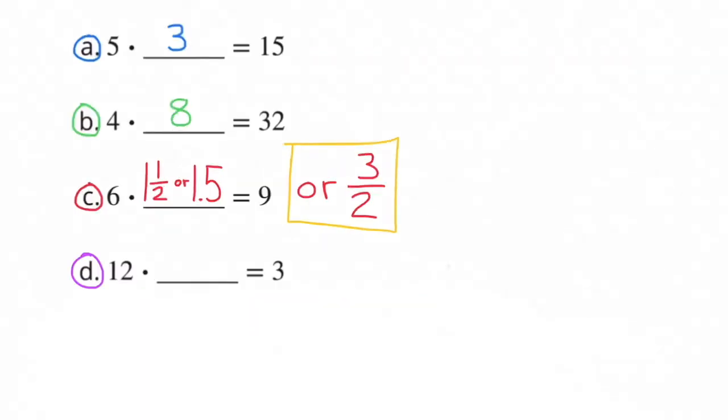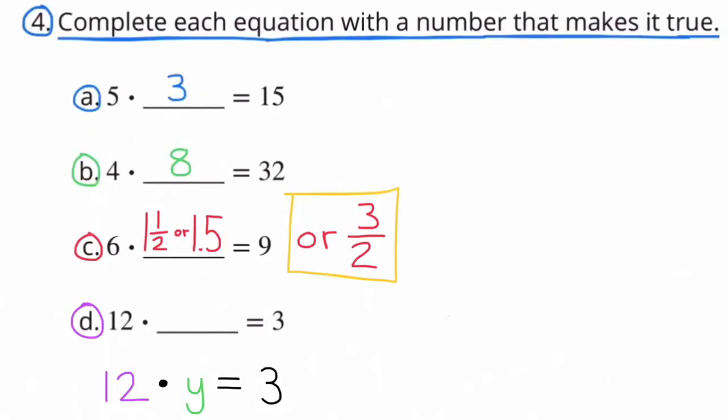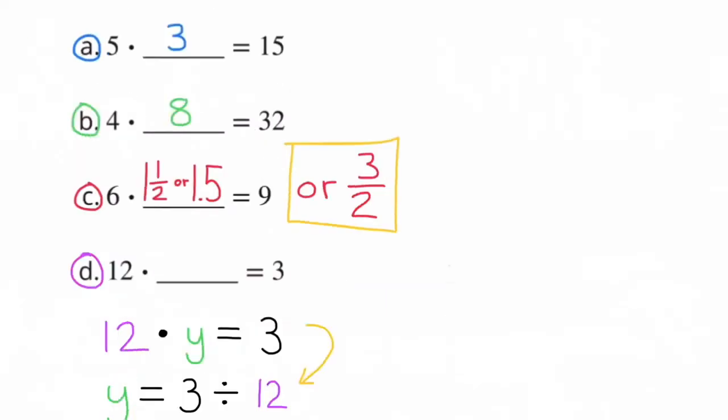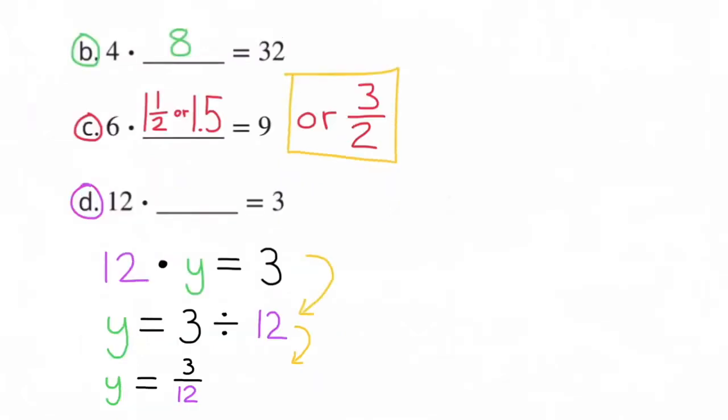D. 12 times what number equals 3? That's the same as the equation 12 times y equals 3, y being the unknown number. We can solve for y by getting the y by itself. y equals 3 divided by 12. And 3 divided by 12 is the same as 3 twelfths.